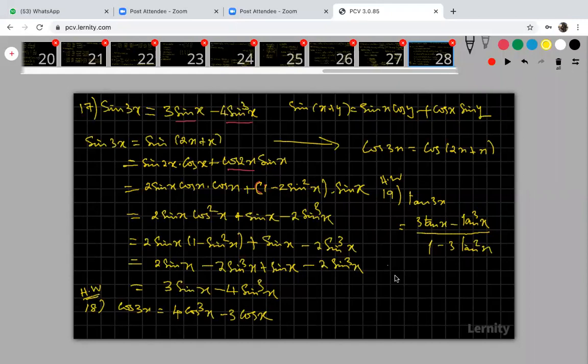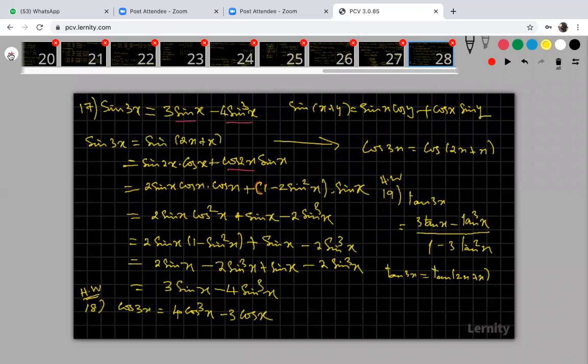Here also you have to take tan 3x as tan of 2x plus x. You know the formula for tan of x plus y. What is tan of x plus y? Tan x plus tan y divided by 1 minus tan x tan y. In that, you will get tan 2x. Apply the tan 2x formula. What is the tan 2x formula? Look at the previous identities. Tan 2x is 2 tan x by 1 minus tan square x. Apply that and simplify. You will get this identity, the 19th one.